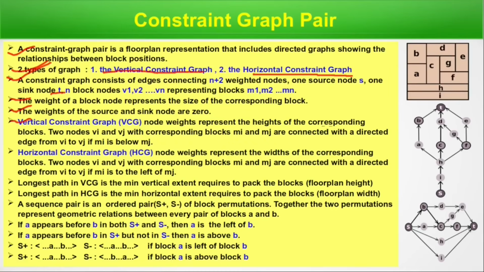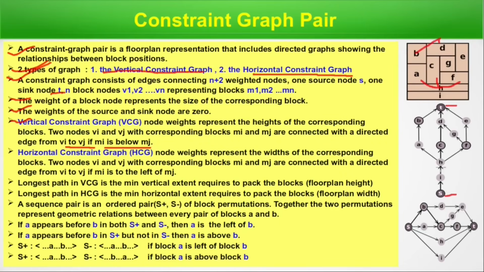In the VCG, node weights represent the height of the corresponding blocks. Two nodes Vi and Vj with corresponding blocks Mi and Mj are connected with a directed edge from Vi to Vj if Mi is below Mj. Now this is the floor plan. If we represent it as a vertical constraint graph, this is the source and here is the sink. We start from the source. Let's start from below. Now I to H, directed from I to H. Here, if we go this way, comes A, and if we go this way, we get F. If we go straight vertically, that comes C. From A it's B, and from B there is T, so B to T.